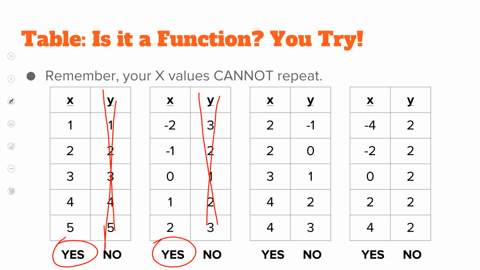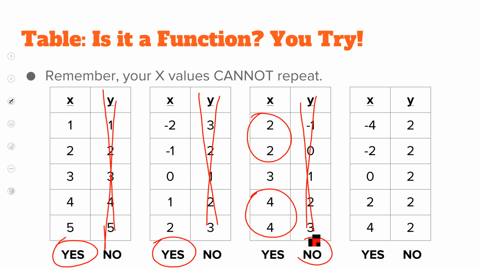Let's look at our third. So if I'm looking at this third relation, I've got (2, -1), (2, 0), (3, 1), (4, 2), and (4, 3). So although all of our outputs are unique, we're not looking at our outputs, we're just looking at our inputs. So we have repeating inputs here. So 2, 2, and 4, 4, those are repeating inputs. So this is not a function.